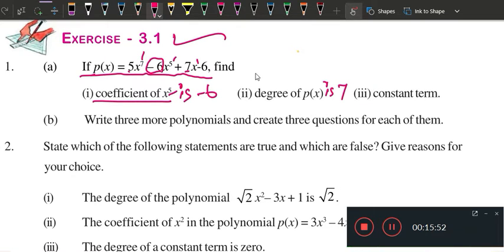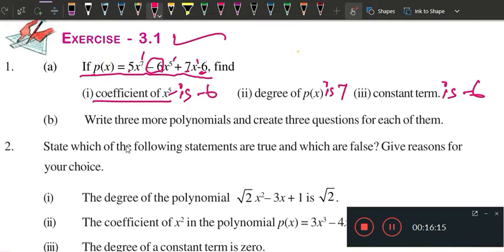Constant term. Which is the constant term? This is the constant term. The constant term is, okay children, minus 6. Next, write 3 more polynomials and create 3 questions for each term. You can write one more example. Similarly, you have to make the questions as it is.